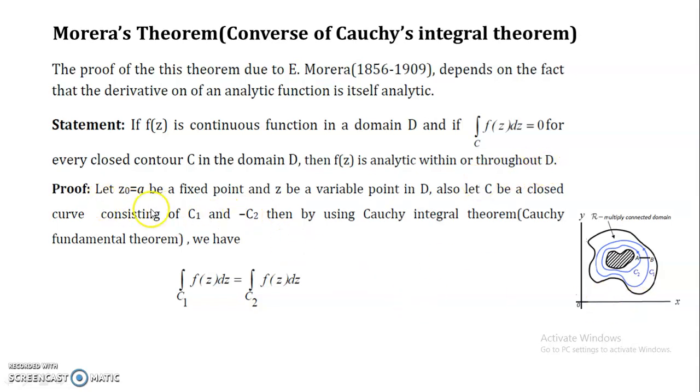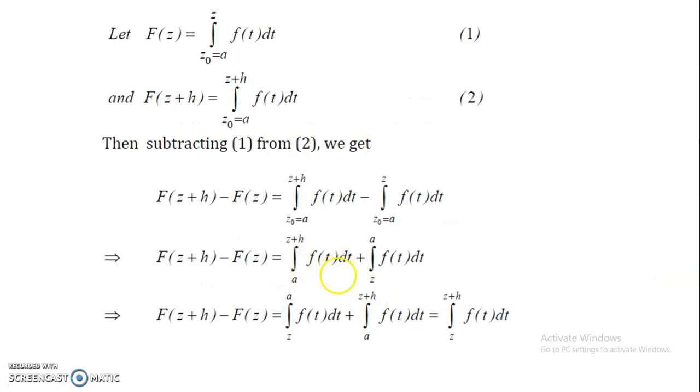Now let z equal to a be a fixed point and z be a variable point in D. Let C be a closed curve consisting of C1, in the anti-clockwise direction, and minus C2, in the clockwise direction. Then by using Cauchy's fundamental theorem, a consequence of Cauchy's integral theorem, suppose we have two domains, one inside another, with contours C1 and C2. Then the integration of f(z) over C1 equals the integration of f(z) dz over C2. Now we need to prove that f(z) is analytic.